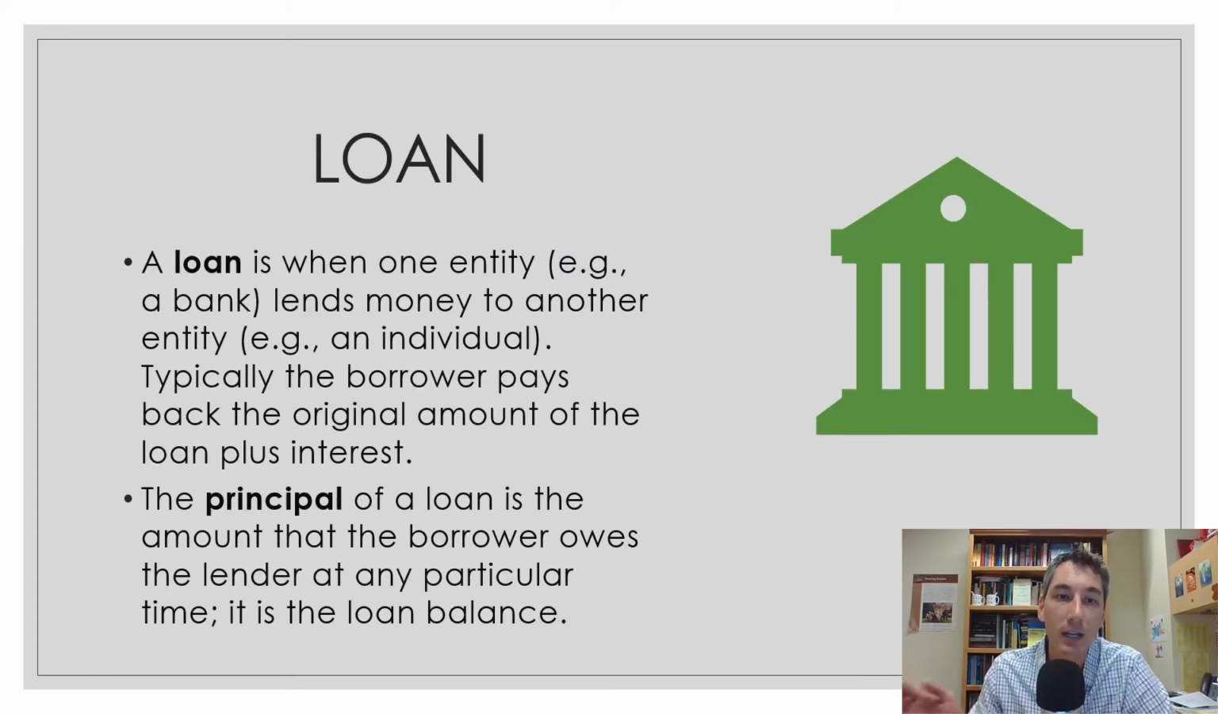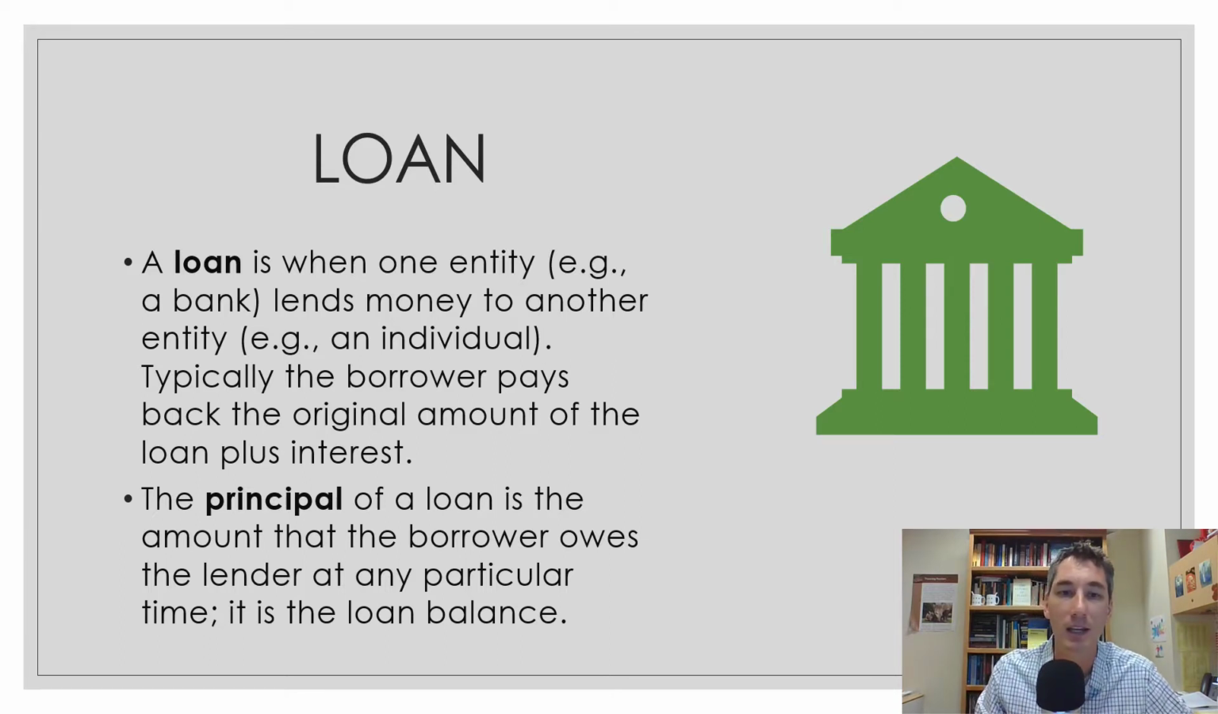A loan is when one entity lends money to another entity, and typically the borrower pays back the original amount plus a certain amount of interest. Usually one entity is a bank and the other is an individual. You're buying a house, the bank loans you a certain amount of money, and then you buy that house. Now you own the house, but you owe the bank money, and you pay them a certain amount each month, but there's interest accumulating, so you're paying off the interest and the loan as well, and that's how the bank makes money.